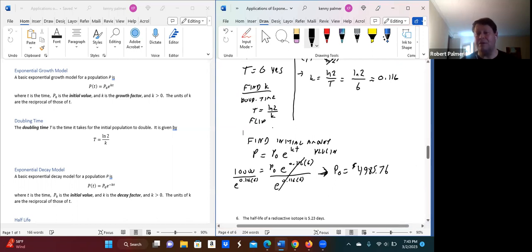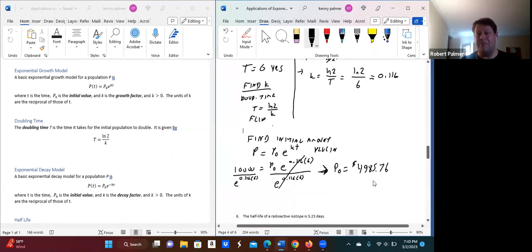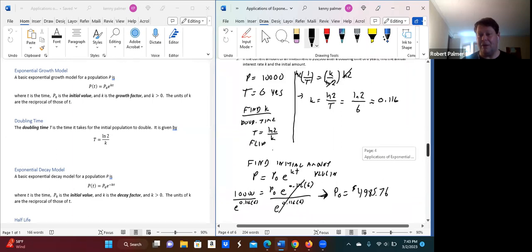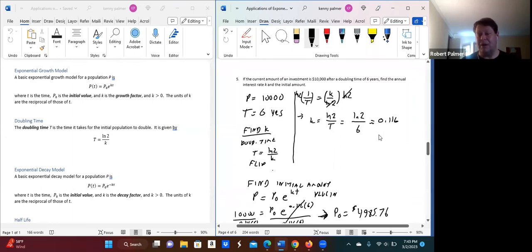Okay, so once again, what that means is that if I put this amount of money in the bank at this interest rate, and let me say one more thing about K. As a percentage, that would be 11.60% annually, or per year. As our time is given in years, this is per year. So this is 11.6% annual growth, which would be great if you can get a rate like that.